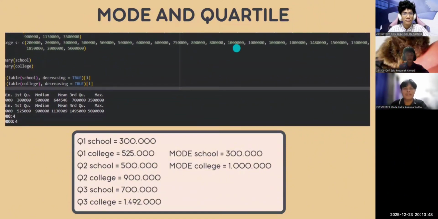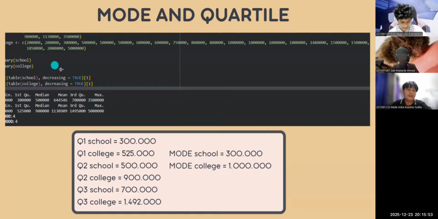So the next one we're going to talk about mode and quartile. Basically, we wanted to find the quartiles to understand how the data is distributed. In R especially, the most efficient way to do this is the summary function. The code is summary school and summary college.